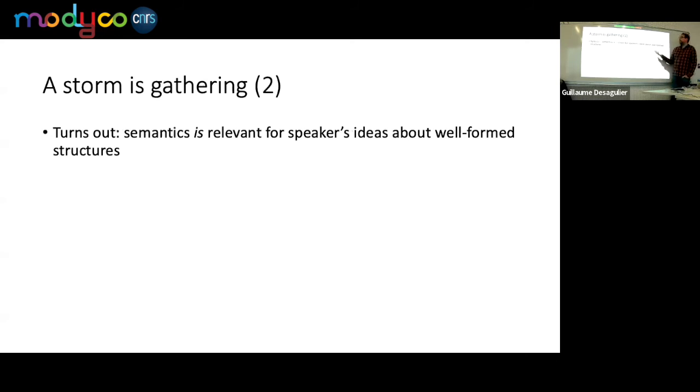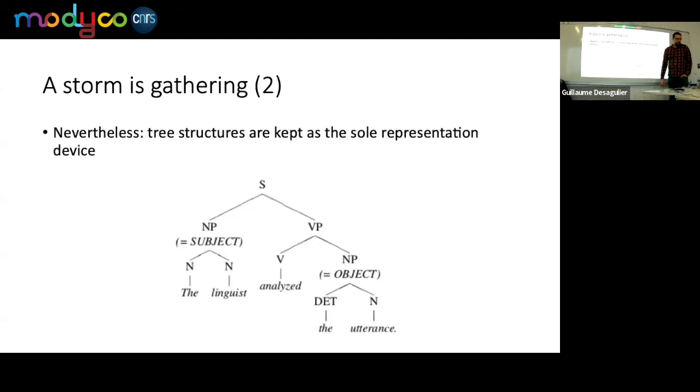The second thing is, of course, it turns out that semantics is relevant for speakers' ideas about well-formed structures. This is, I believe, the second law of computational linguistics: semantics always messes with your system. And so you need to smuggle in semantics in some way, but instead of, again, rethinking the basic structure, you kind of try to attach these functions, which were first-class citizens in traditional grammars, and reinterpret them as syntactic positions. So that's why when they say the object should be in the immediate domain of the verb, that's because you assume there's a verb phrase and the object is supposed to be here.